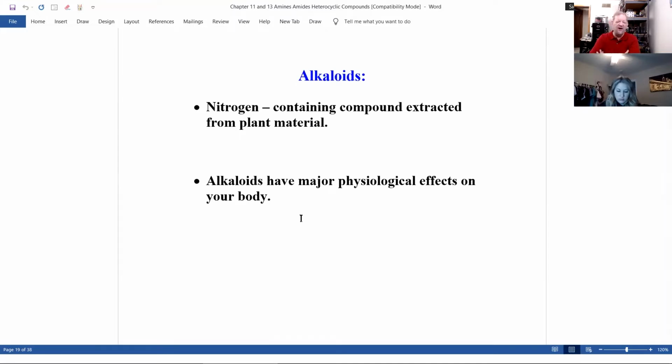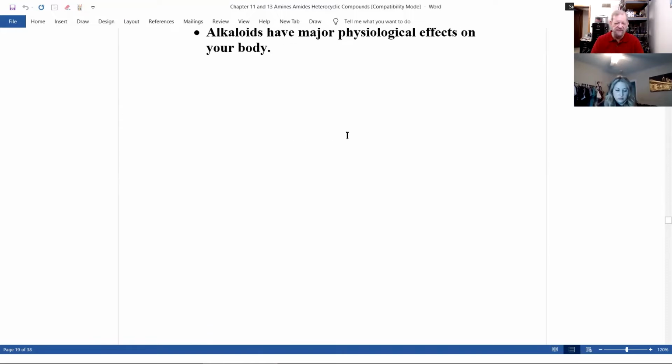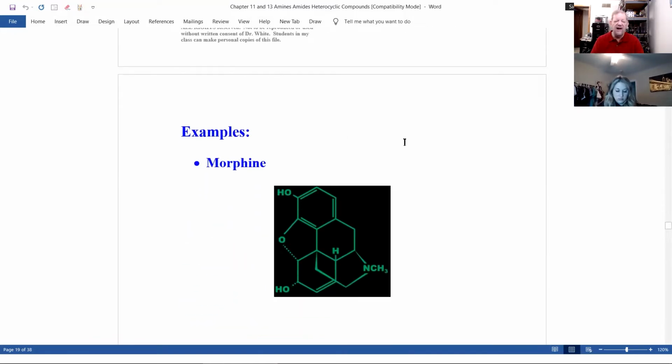All right, switch is still off, but I'd like to talk about an important area called the alkaloids. The alkaloids are nitrogen compounds that are extracted from plant material. And some of the alkaloids have major physical effects on your body. And I mean major. So alkaloids are nitrogen-containing compounds from plants. Now, I'm going to talk about the next couple of slides, which still are switch off, but in no way am I taking a moralistic stance.